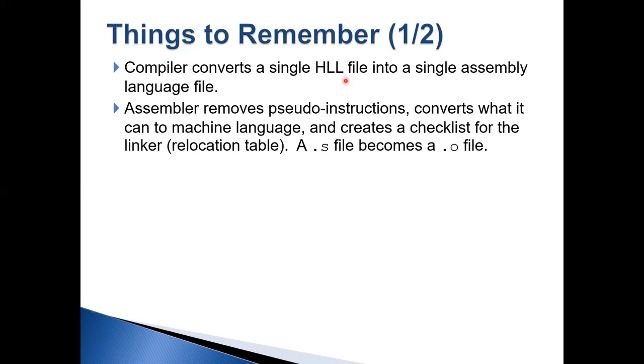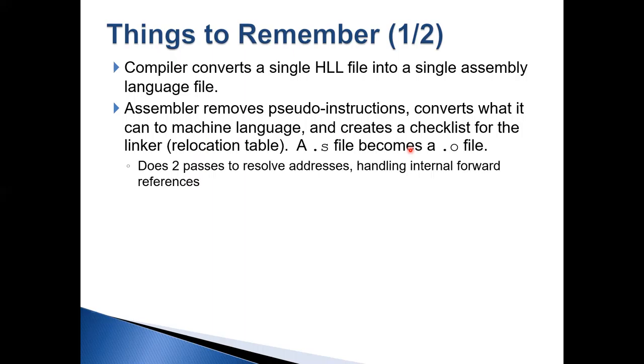An assembler would go into the assembly file, remove all these pseudo instructions, and convert the assembly program into machine language. And it will create a checklist for the linker, the relocation table, as well as the symbol table, so that you know where to find the address later. So the output is an object file.